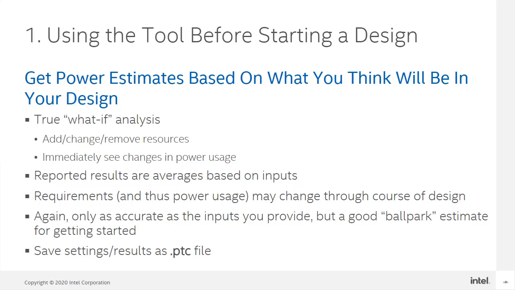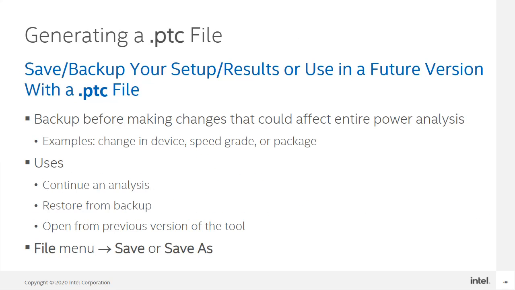To continue adjusting the input information you've provided and to back up what you've done, save the current state of the calculator as a .ptc file. Any information entered into the PTC can be saved as a .ptc file. You can back up this file if you plan on making changes in the PTC, or you can save a new .ptc file from the tool.